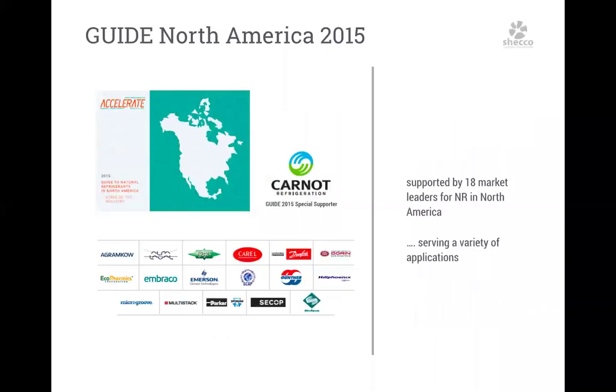Before I get into the content here, I want to just say thank you to the 18 market leaders in natural refrigerants active in North America, because without them, the product would not have been possible. It took several months to work on this. It's quite challenging, and so I'm very happy to have the support of these market leaders. It also shows us that the market is more and more growing, and more companies are becoming active in that area and interested in building a business case around it.